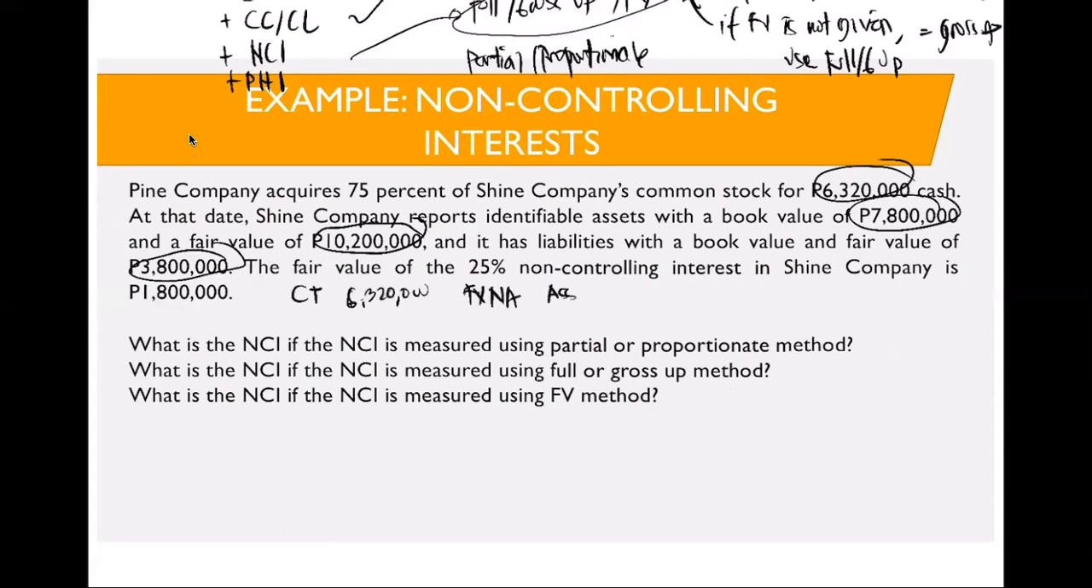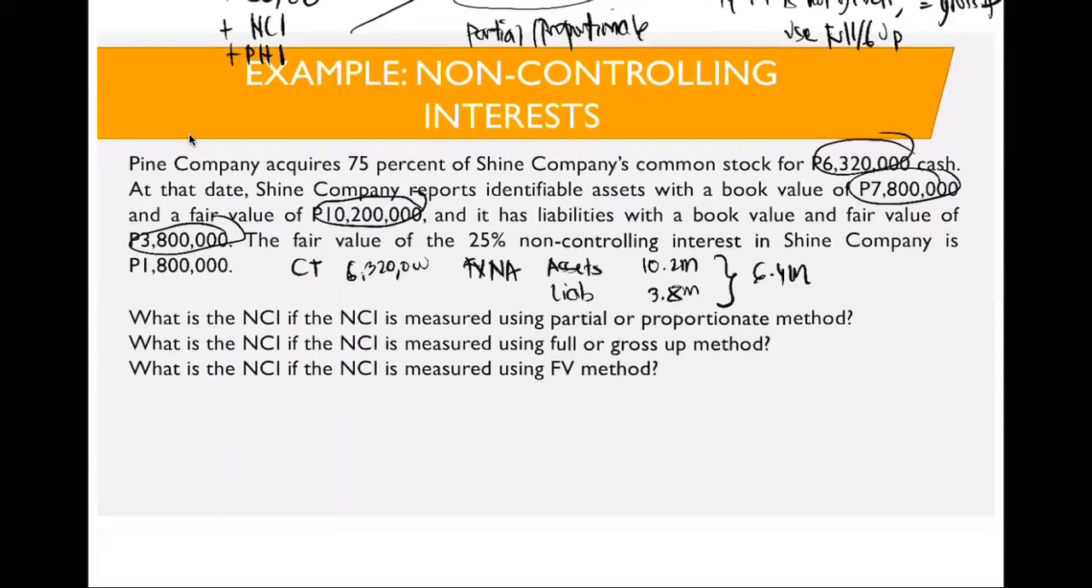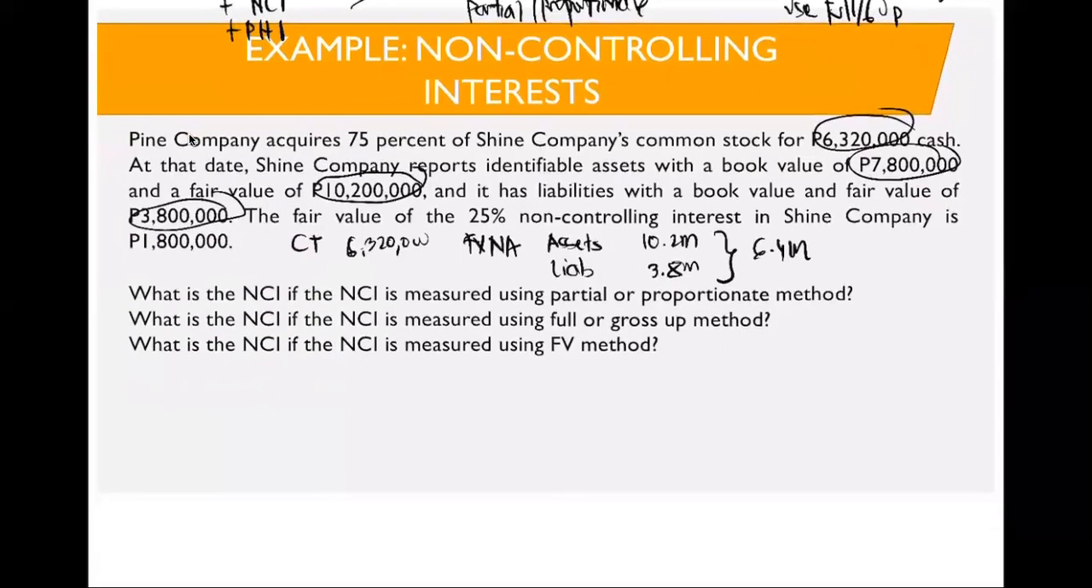What is the FVNA? What is the fair value of assets of Shine? We have 10.2 million. And what is the fair value of liabilities of Shine? We have 3.8 million. So what is the FVNA? 10.2 million less 3.8 million, we have 6.4 million pesos. Now we're ready to compute. First, what is the NCI if the NCI is measured using partial or proportionate?